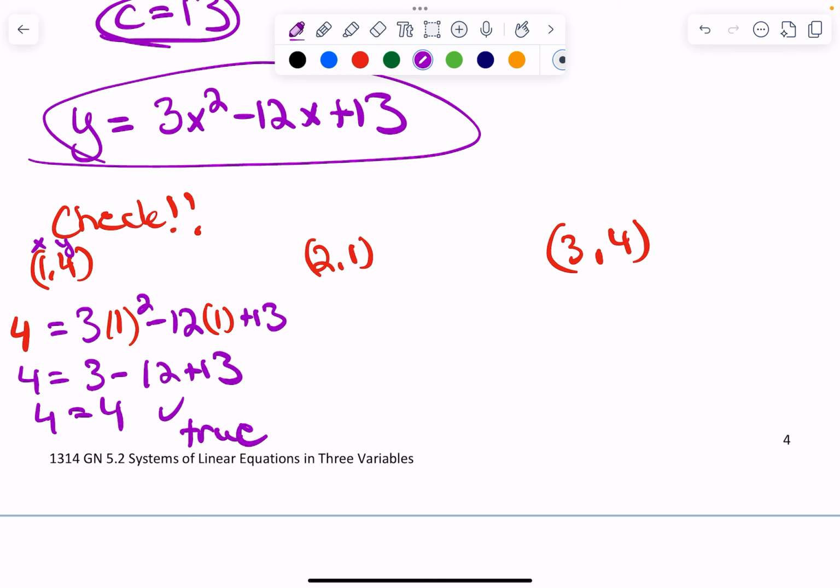And we do the same thing for each one. And since we get true, we know that that's the answer, or we got it correct. If one of them is false, then you would need to go back and check where it went wrong, or even probably restart the problem.